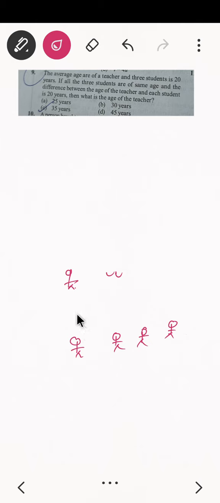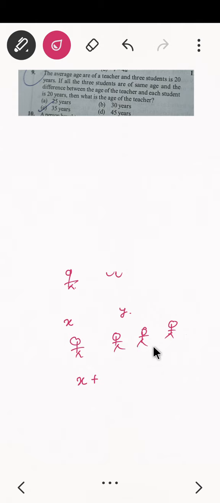Since there are 4 students, let the teacher's age be x and each student's age be y. So the average age of the teacher and 3 students is 20 years. That means the teacher's age x plus the 3 students' ages, and their ages are the same, y.